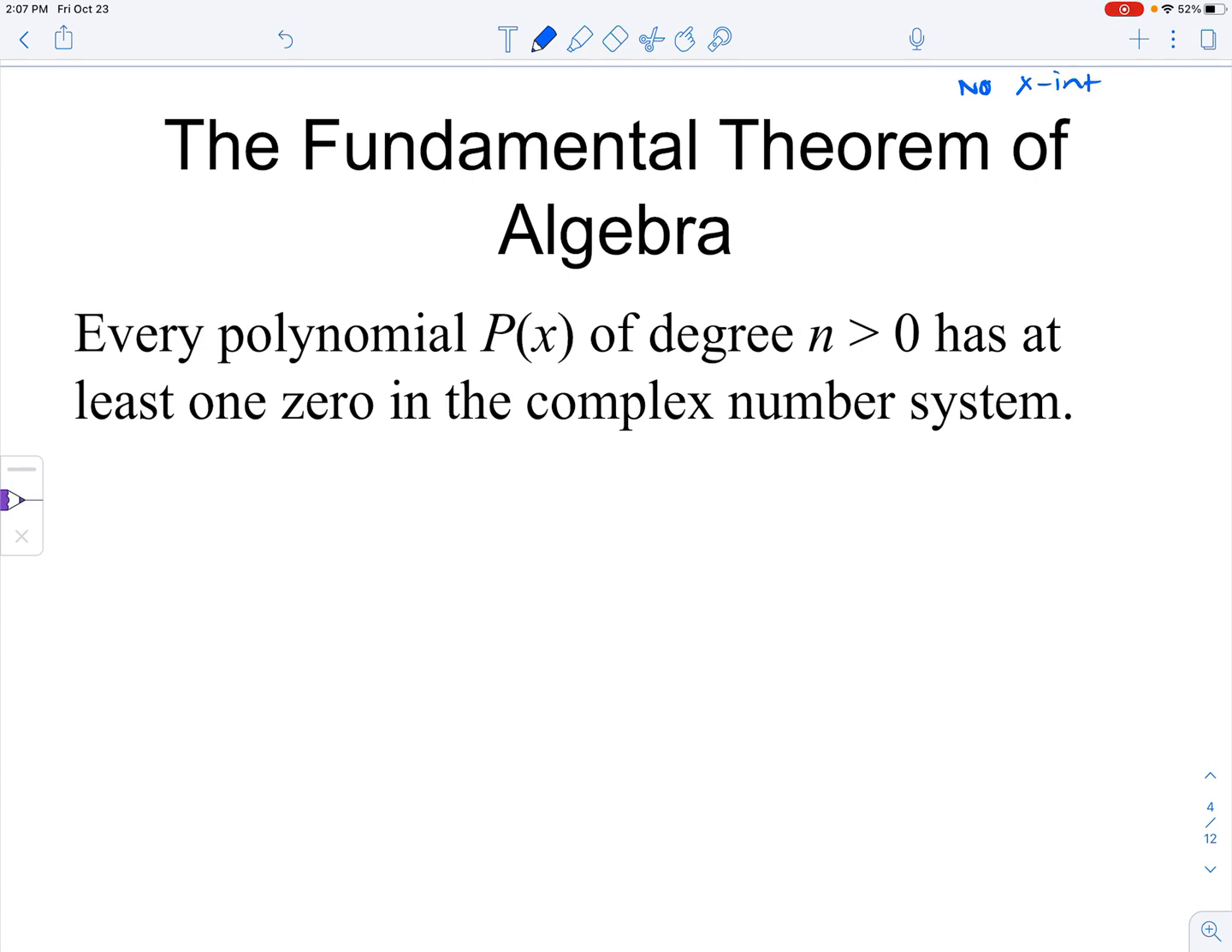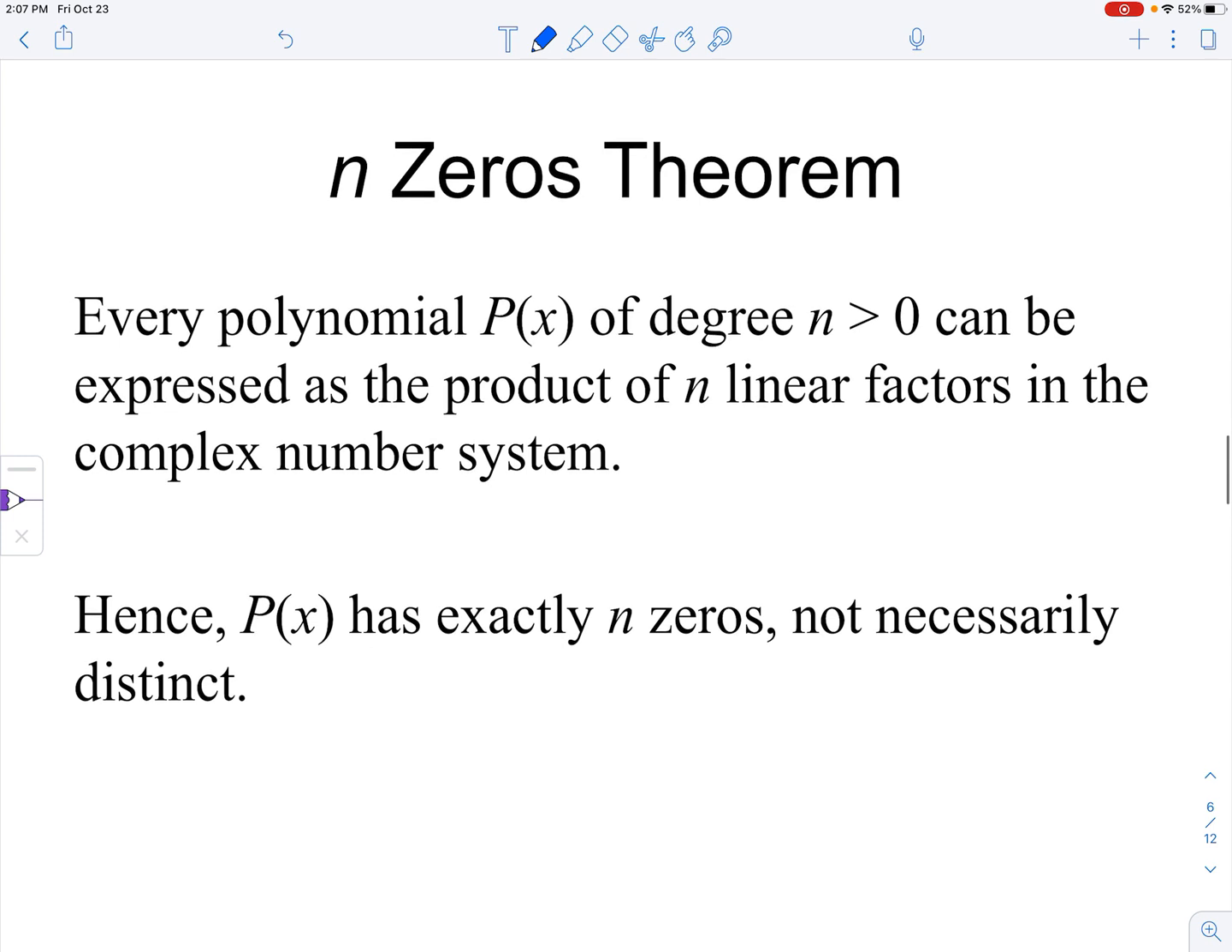All right, the fundamental theorem of algebra. This seems kind of like, well, duh, or why is this a theorem? But really it's the basis of all of the other theorems that we're going to be using, so it's very important. The fundamental theorem of algebra says that every polynomial p of x of degree n strictly greater than 0, so that means degree 1, 2, 3, 4, and so on, has at least one zero in the complex number system. That's the basis of the n-zeros theorem. The n-zeros theorem is really helpful because it tells us that every polynomial can be expressed as a product of n linear factors in the complex number system. So, for example, a first degree polynomial, which is also a linear function, has exactly one linear factor. That makes sense.